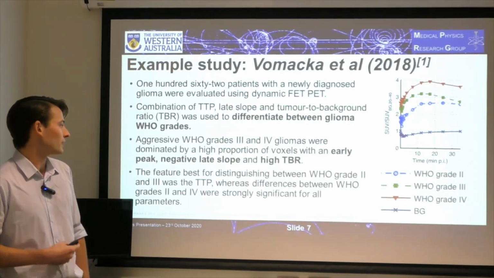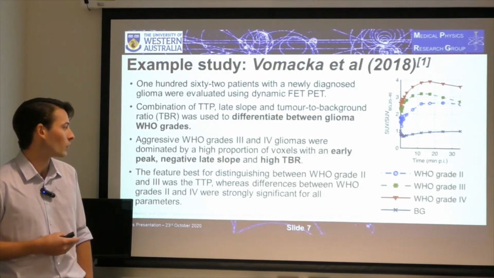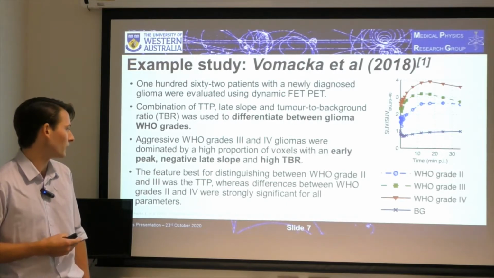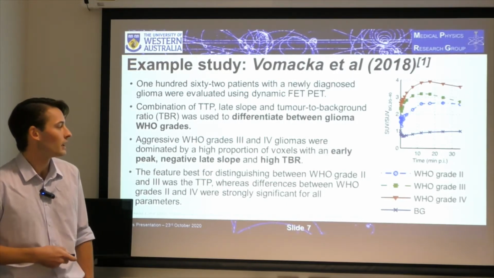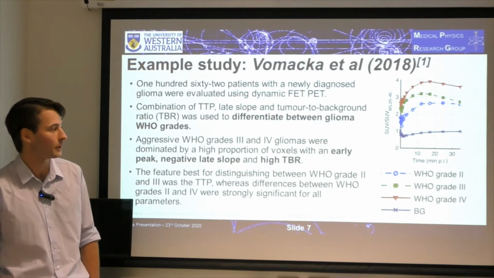The feature for best distinguishing between grades 2 and 3 was the time to peak, whereas differences between grades 2 and 4 were strongly significant for all parameters. And glioblastoma is WHO grade 4, being the most aggressive.